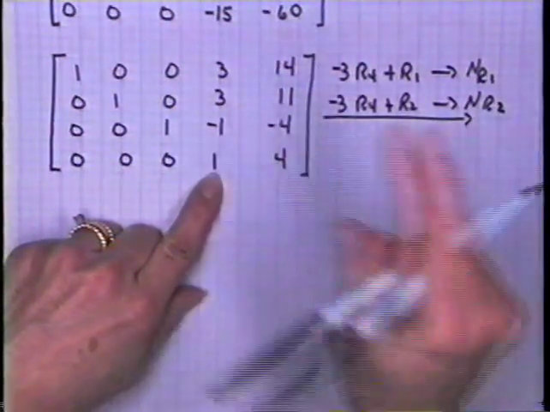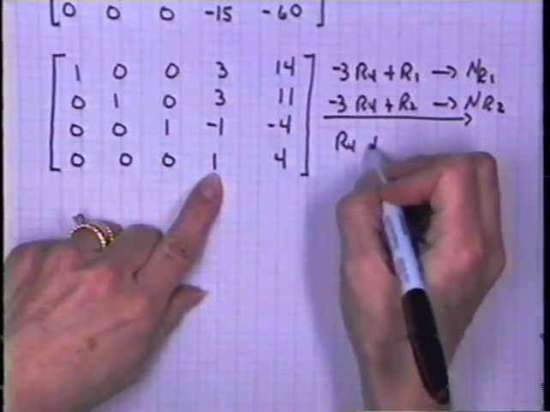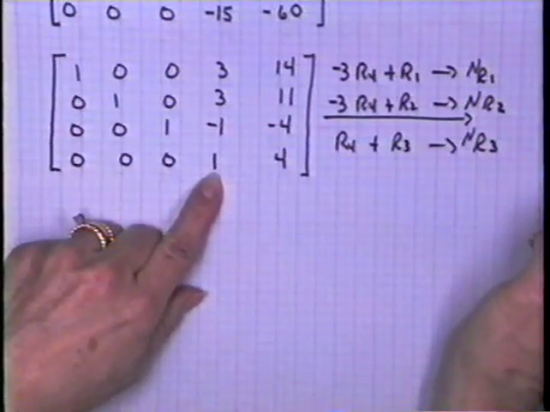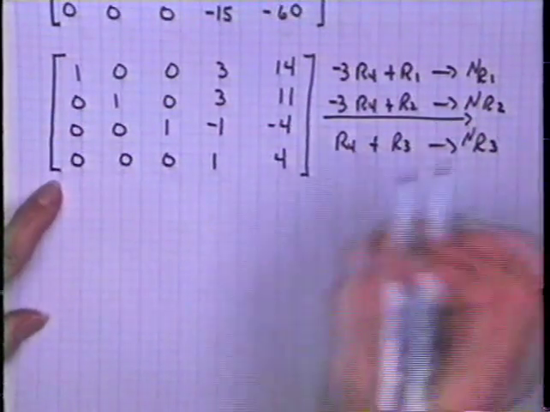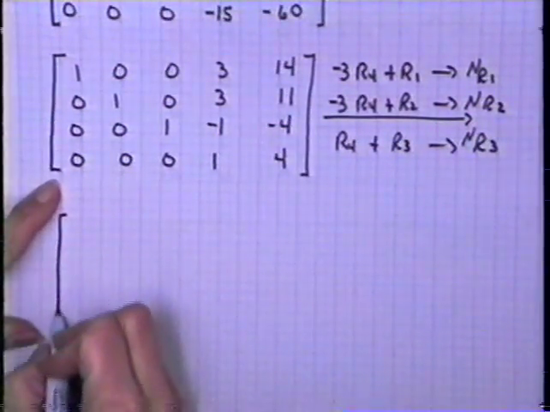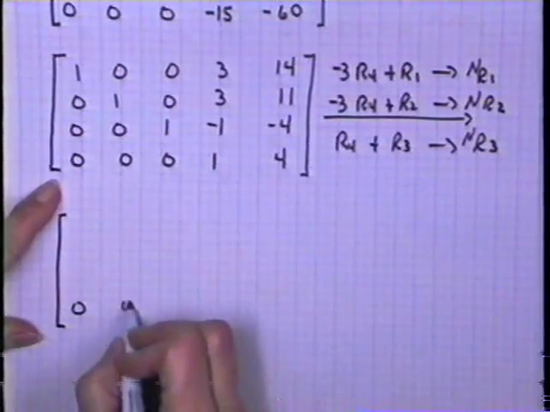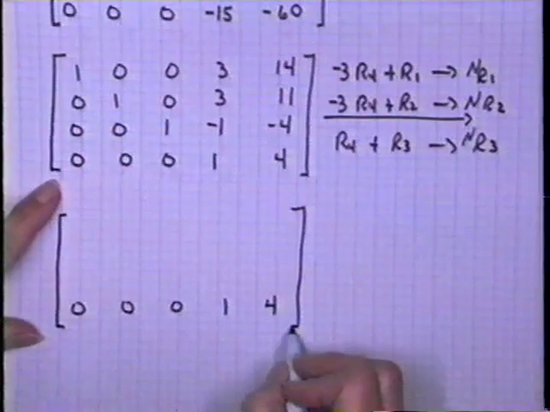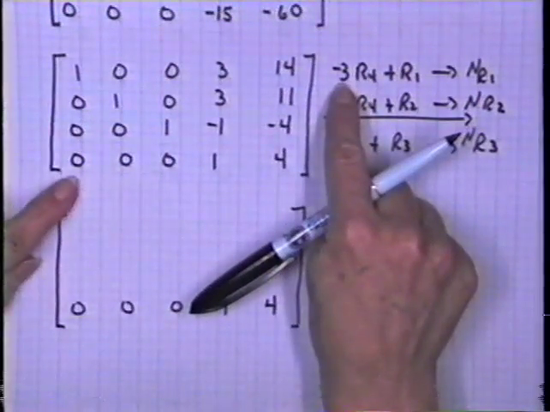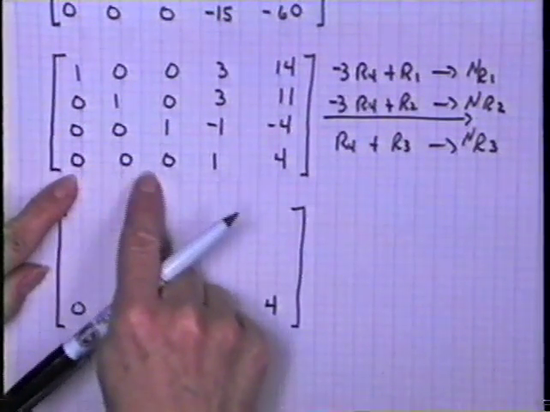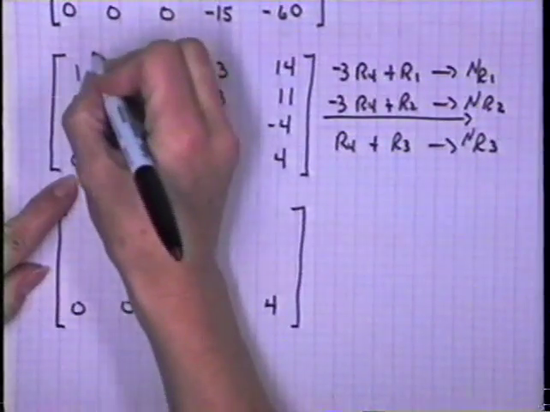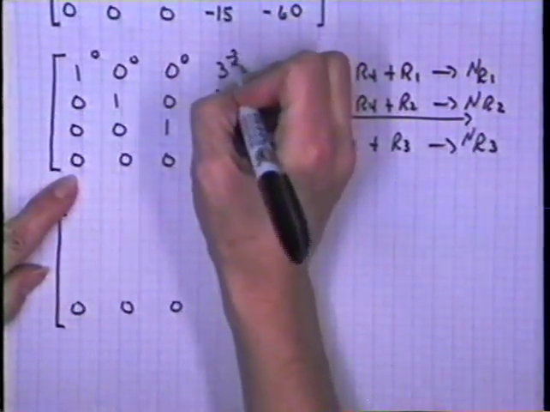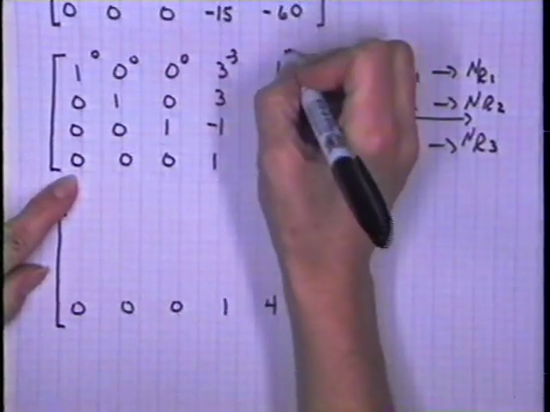But notice to change row 3, I just need to add row 4 to row 3 to get my new row 3. Okay, notice we're using row 4 to change the others. Row 4 itself does not change. So let's recopy row 4 down here. Okay, I need to multiply negative 3 times row 4. Well, notice I'm going to get zeros till I get to here. So I've got 3 zeros, then I've got a negative 3, and negative 3 times 4 is a negative 12.